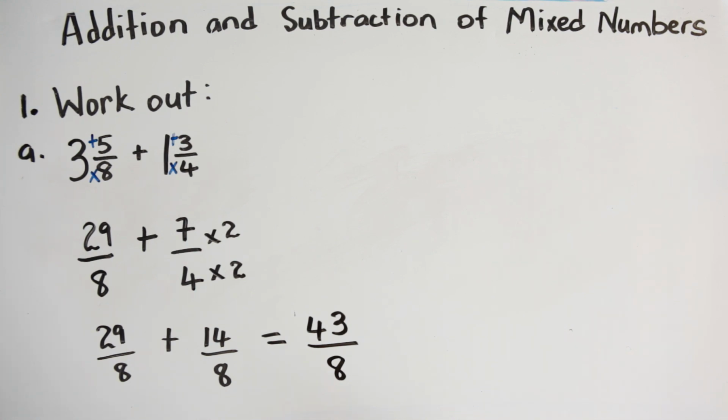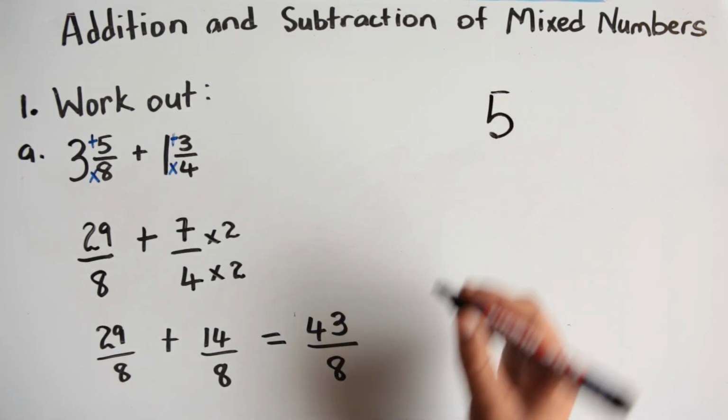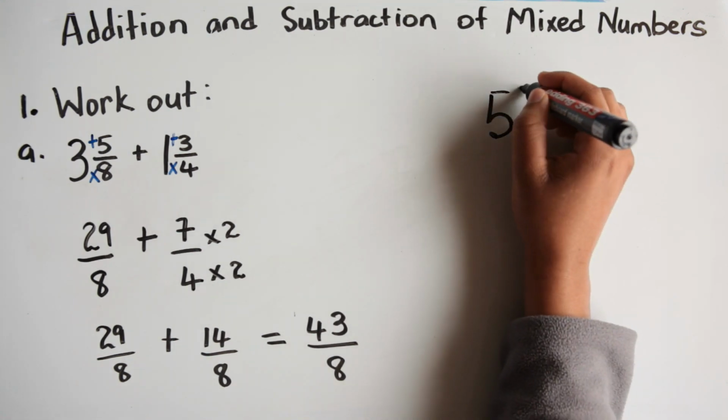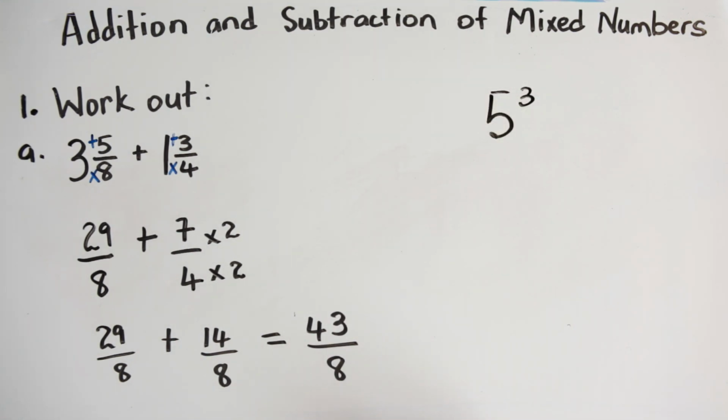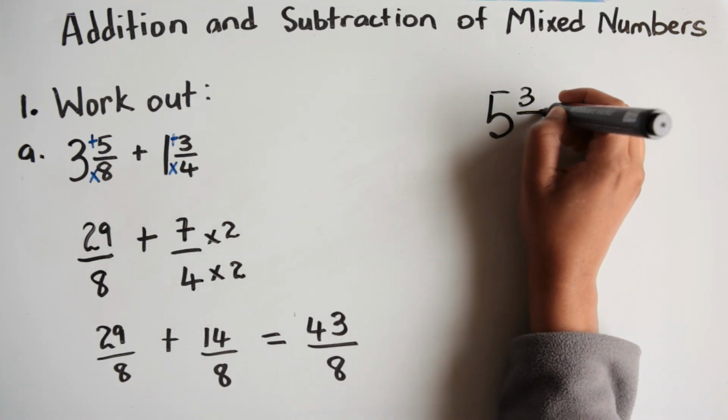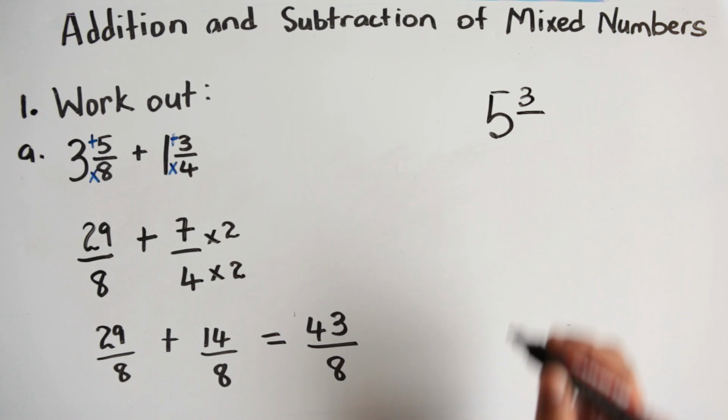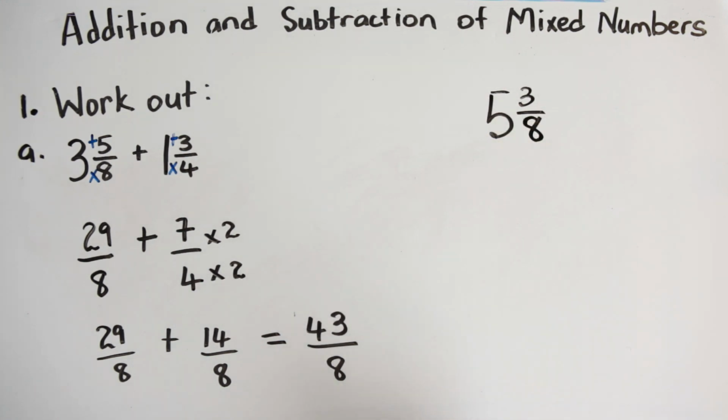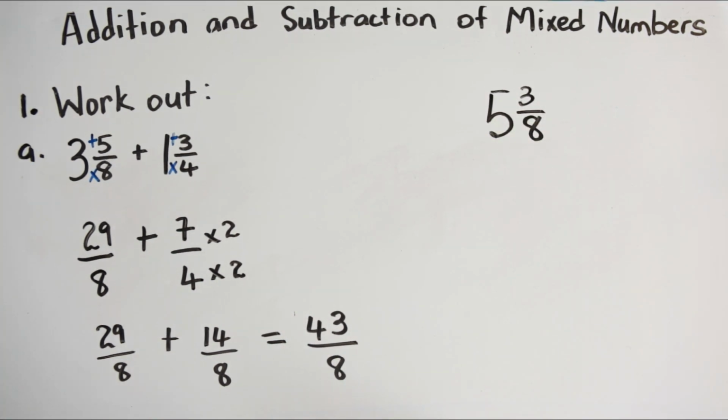Our final step in doing this question is to convert back our improper fraction to a mixed number. So we ask ourselves the question, how many groups of 8 can I get from 43? The answer is 5. I have a remainder of 3, because 5 times 8 is 40, which means we have 3 left over. So we write that 3, which now becomes our numerator, and I write back my same denominator. So our final answer is 5 3/8.